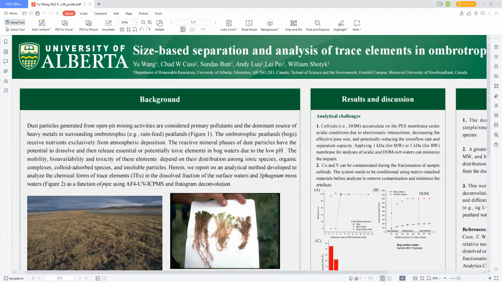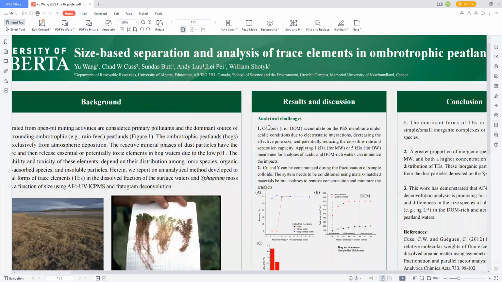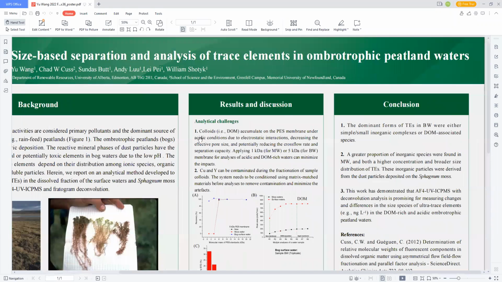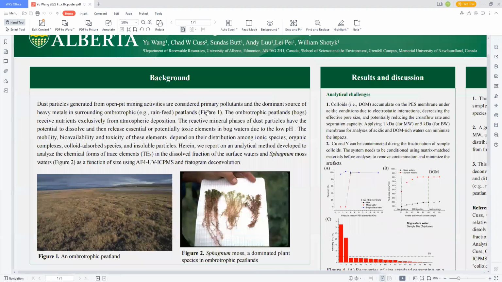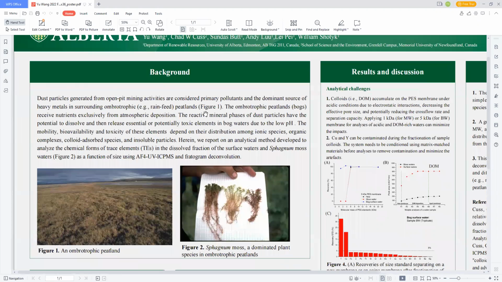Today, my poster presentation is about the size-based separation and analysis of trace elements in ombrotrophic peatland waters. The dust particles generated from open pit mining activities are considered the primary pollutant and a dominant source of heavy metals in surrounding ombrotrophic peatlands, which are also known as bogs.